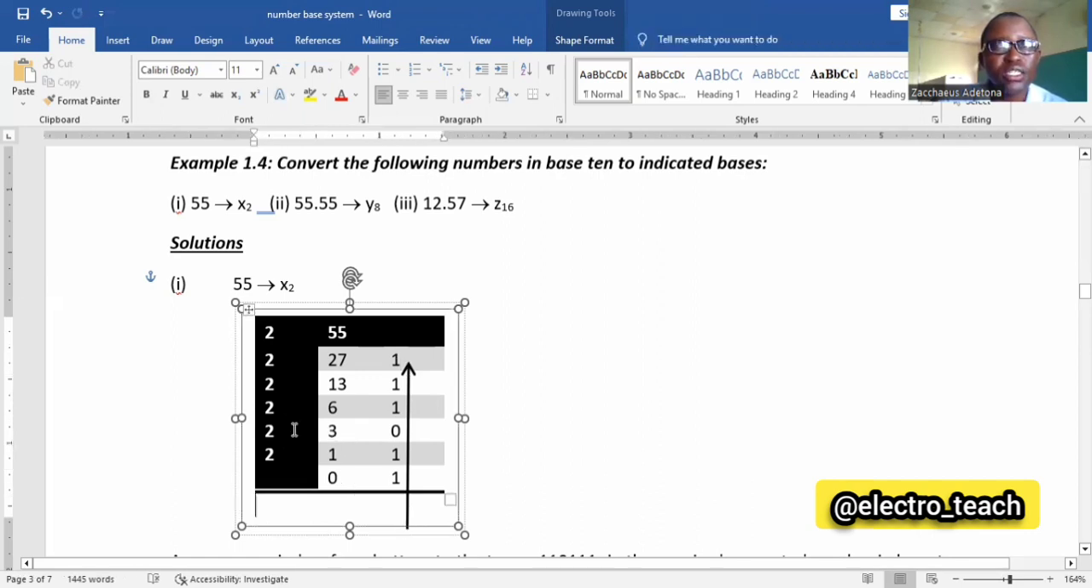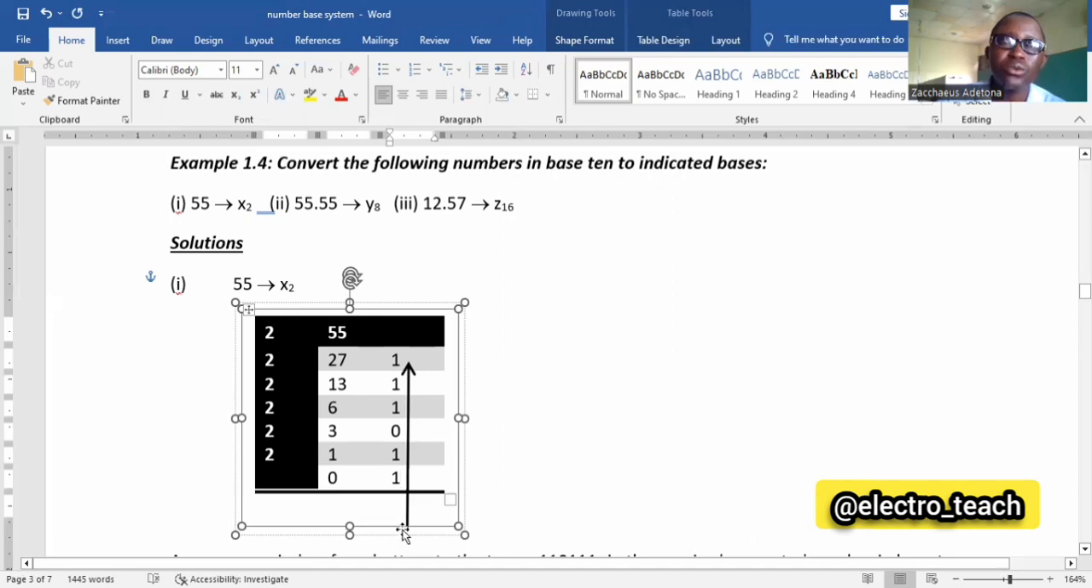So 3 divided by 2, we get 1, remainder is 1. Then this last one, you now use 2 again to divide it. So 1 divided by 2, you cannot get 2 out of 1, so the answer will be 0. You carry that remainder, the 1 itself, as the remainder, and write it as the last remainder. So you now read the answers from bottom to top.